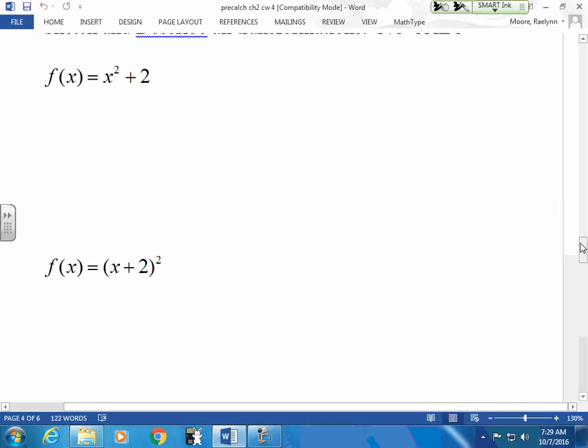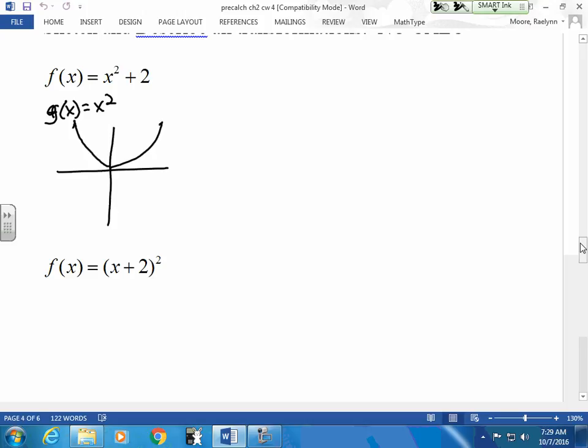Start with your parent function. What's your parent function? X squared. It's a squaring function. Mine's at zero. Just pretend mine is at zero. Domain, again, all real numbers. Range, zero to infinity. What's this plus two doing? Two where? If it's by the x, inside the parentheses, it's a horizontal. Think of where x is. X is here. So if it's by the x, it's here. If it's not by the x, it's a vertical. So we have a vertical shift up two units.